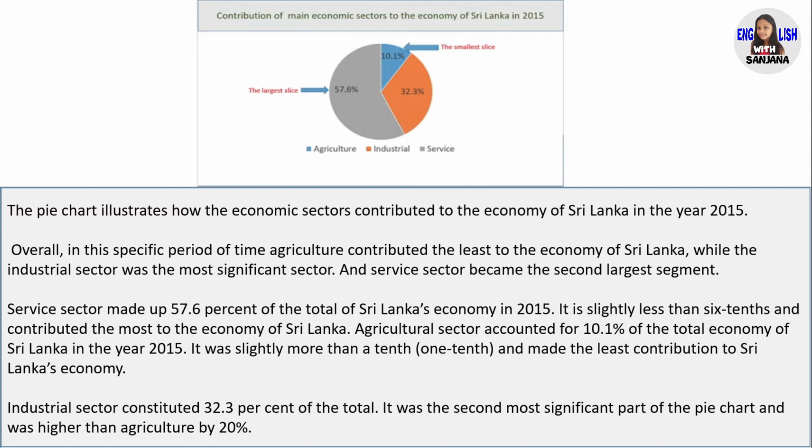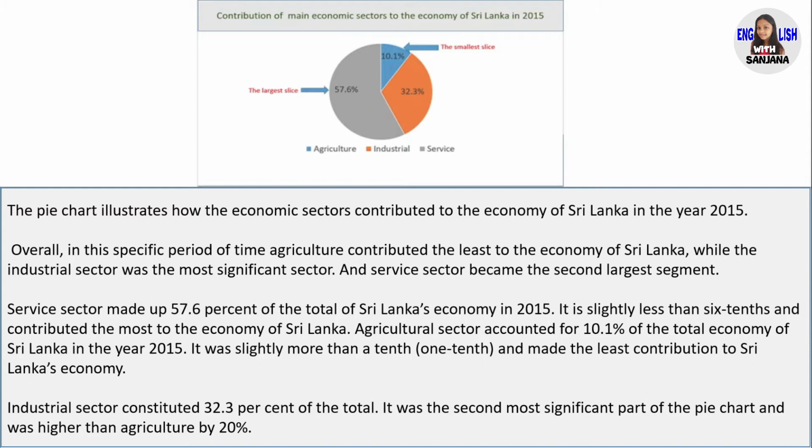Third paragraph, first feature. In the third paragraph, I have already included the highest percentage and the lowest percentage. In the fourth paragraph, second feature, I have included the details of the second largest piece and comparison with the smallest piece. Let's look at the answer together.